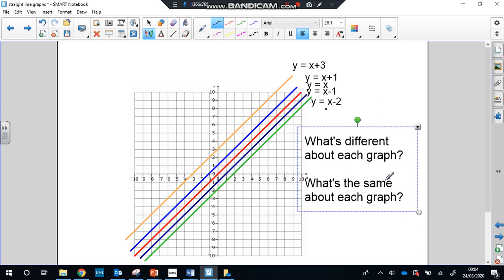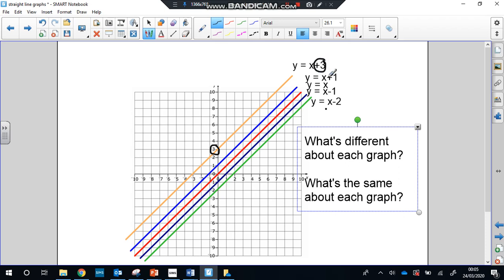Okay, so have a think. What's different about each graph? We can see that this graph is higher than this graph, higher than this one, higher than this one, higher than this one. So what's changing in particular is where they are crossing the y-axis. This graph here crosses at the number 3. If we look, we get a +3 in the equation.